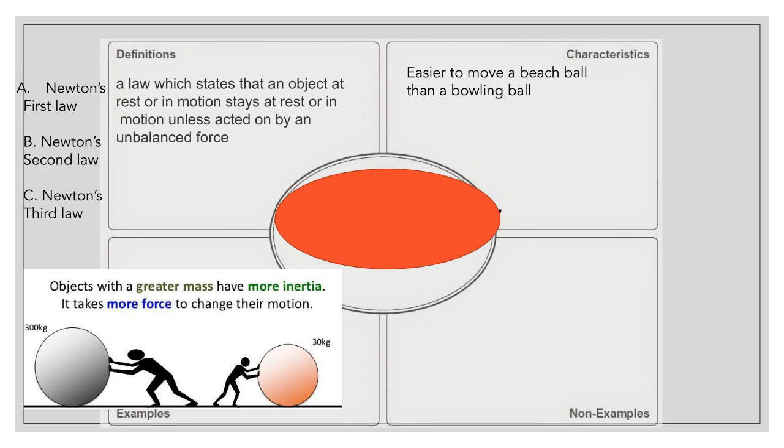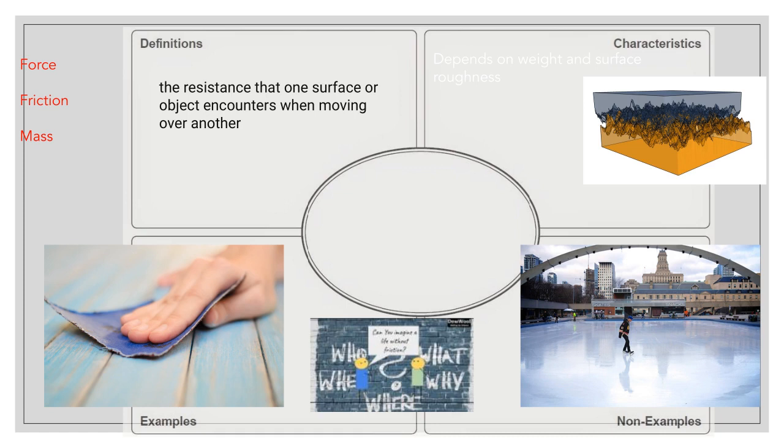The law that states that an object at rest or in motion stays at rest or in motion unless acted on, that's a duplicate here. So the resistance that one surface or object encounters when moving over another. So that is friction. It depends on the weight and the surface roughness here. And that's called friction. If it wasn't for friction, we would not be able to walk, wouldn't be able to drive our car, because we'd just be slipping around.